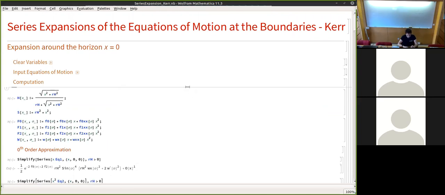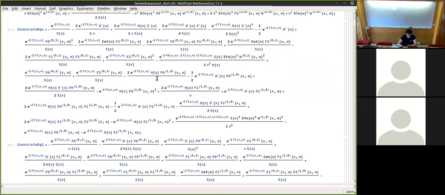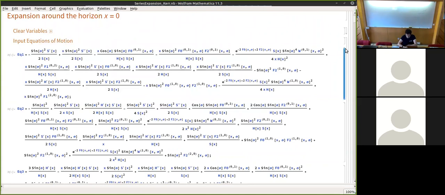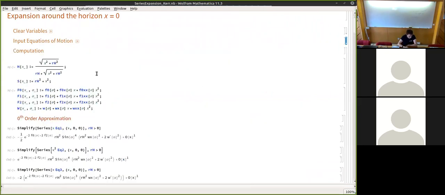in the boundaries. For that, we have the series expansion underscore Kerr notebook. So here, first I clean the variables again and input the equations of motion, as you can see. And now, for the expansion on the horizon, where x equals 0, we have to introduce again the h function and the s function, since they depend on x. And then we can do a power series of the functions in x, as you can see.